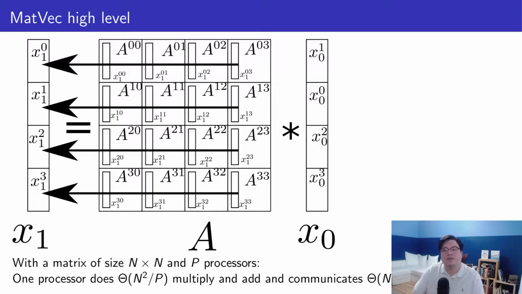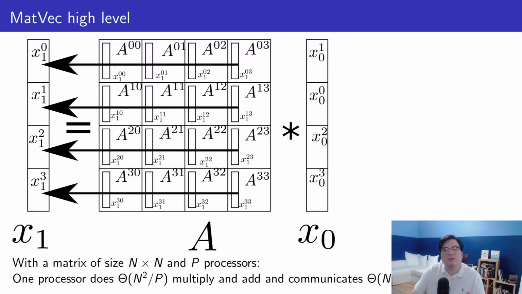A particular processor will execute the calculation for a particular block, and it will do theta of n squared over p computation, just like the 1D decomposition of the matrix. But a 2D decomposition will perform less communications. A particular processor only needs a fraction of x0, and will generate a result of a partial value of x1. And therefore, it should only need to communicate theta of n over square root p elements.